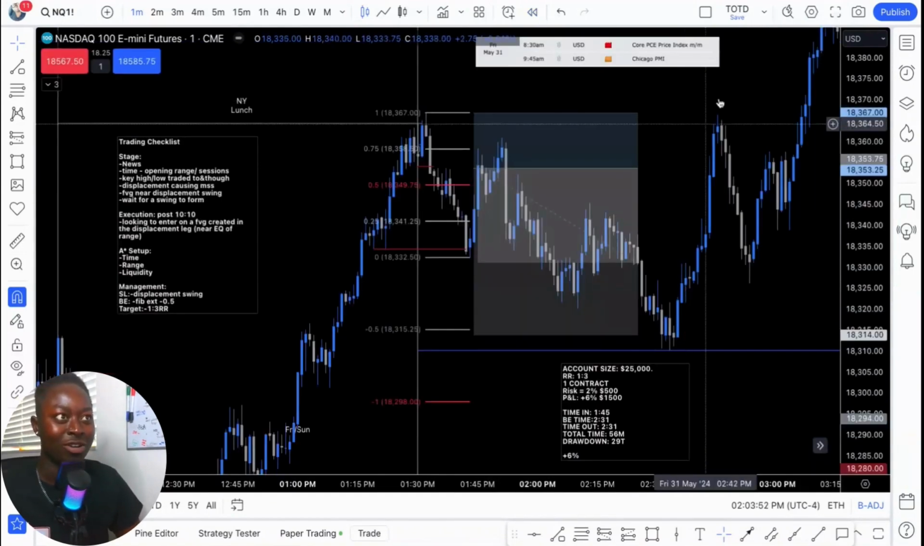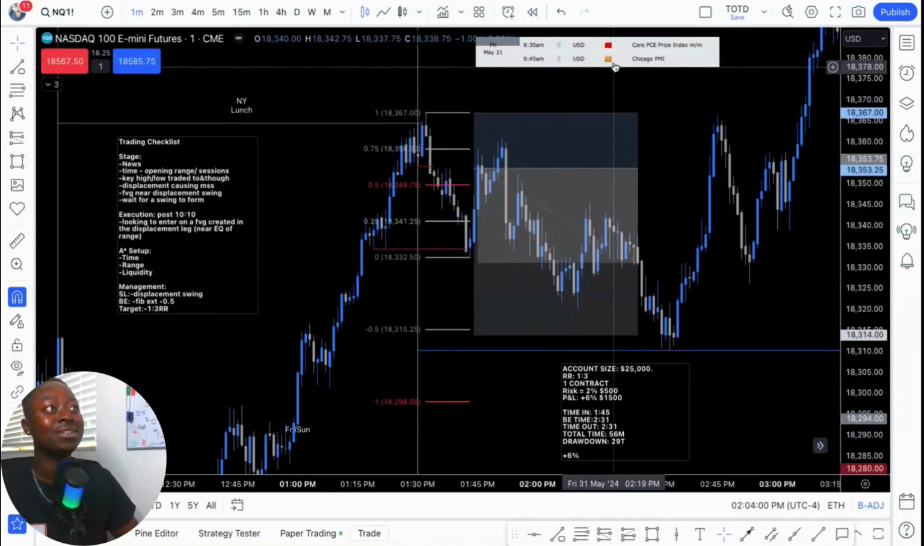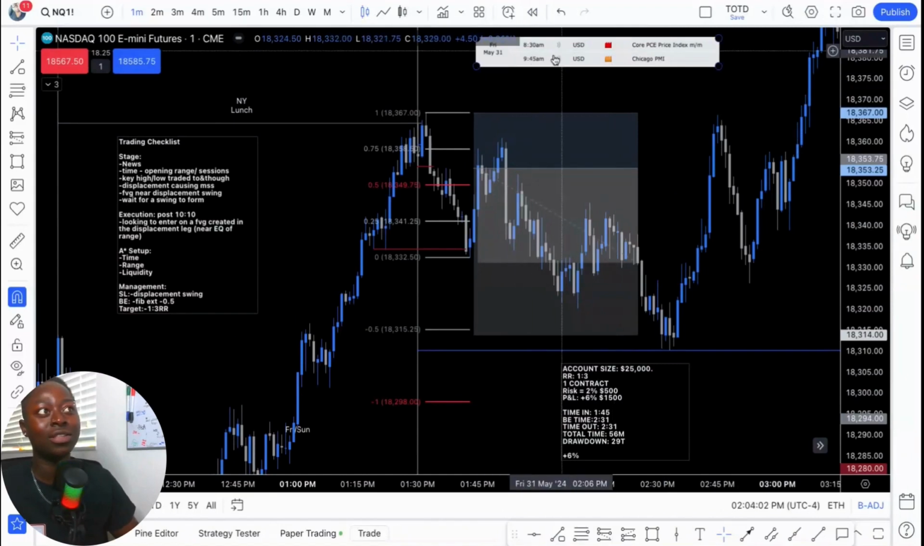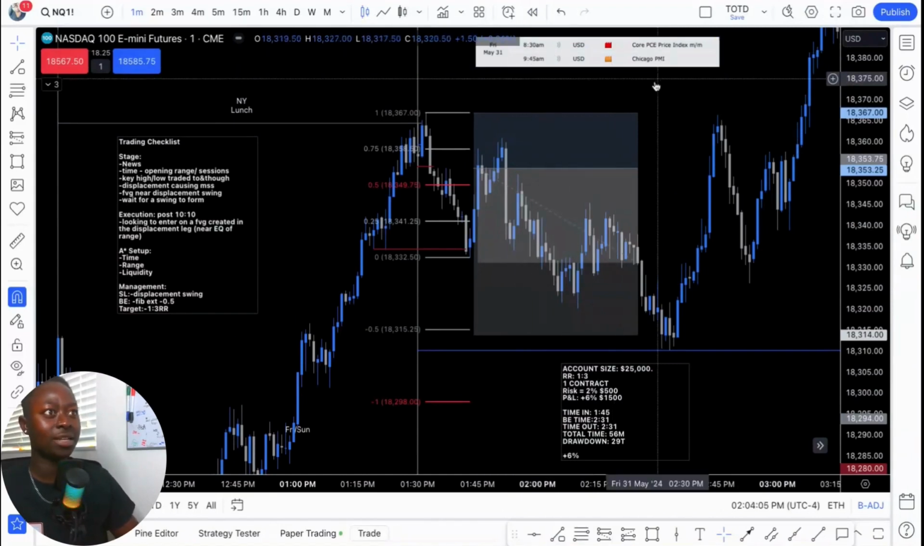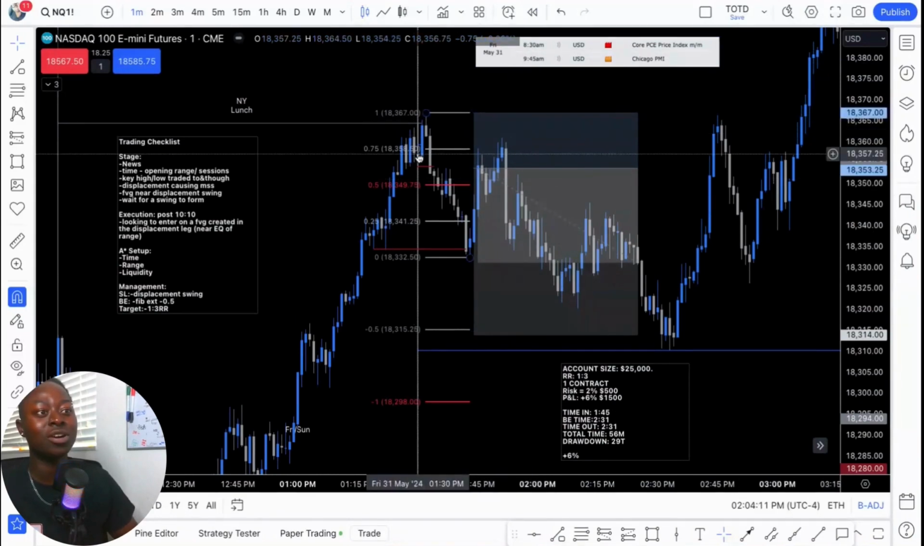Friday, May 31st, trade of the day breakdown. Now you guys know how I feel about trading on Fridays. But anyway, let's break down this trade. We had high and medium impact news coming out in the morning, 8:30 and 9:45. We had a PM session sell formation form. As you can see, PM session started right here, 1:30.